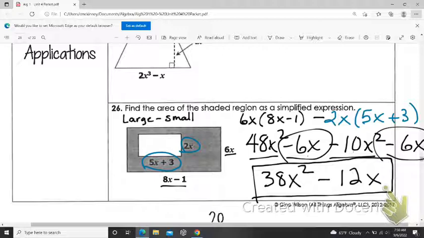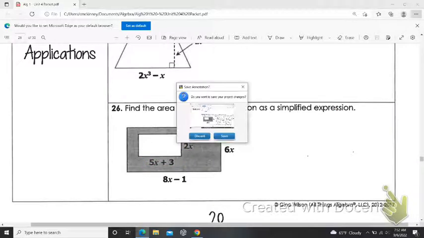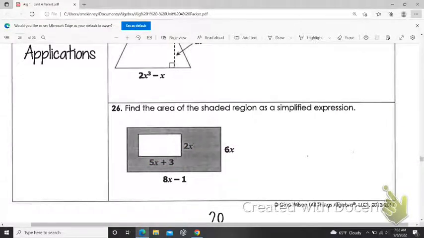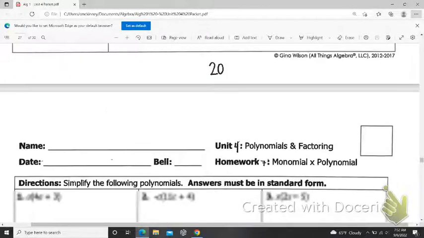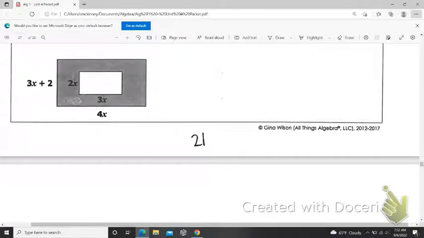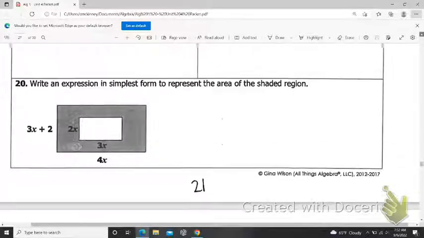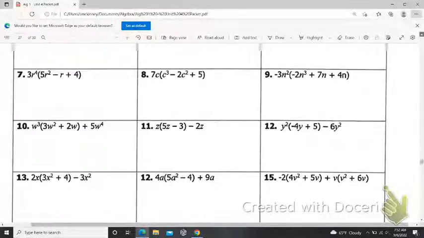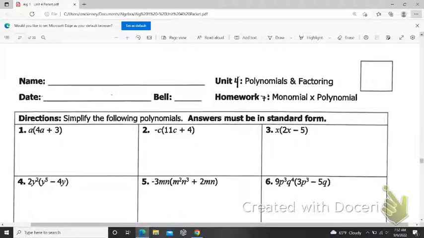Okay, that should help you be prepared for that next homework, which is on page 21. Alright, so next homework on page 21, at least as it's currently numbered, and that's homework 7.